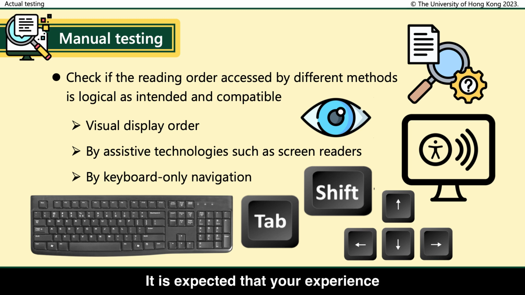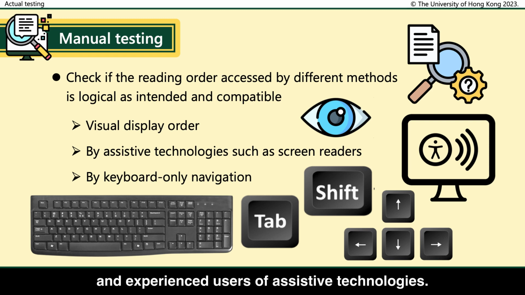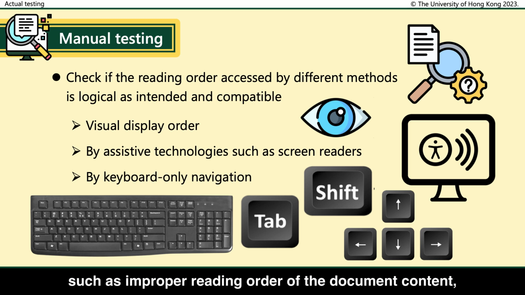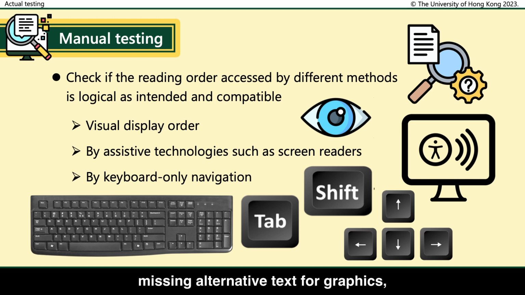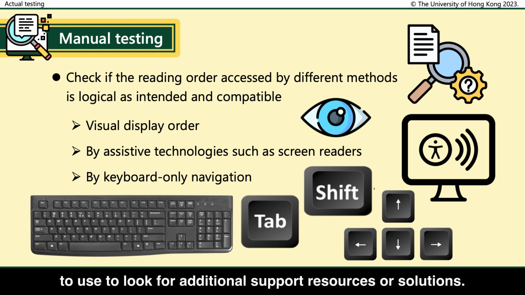It is expected that your experience would not necessarily be the same as those of regular and experienced users of assistive technologies. However, such testing will help you spot major accessibility issues in your materials, such as improper reading order of the document content, missing alternative text for graphics, or an improper heading structure. This will help you figure out the potential modifications required or give you ideas about the appropriate methods to use to look for additional support resources or solutions.